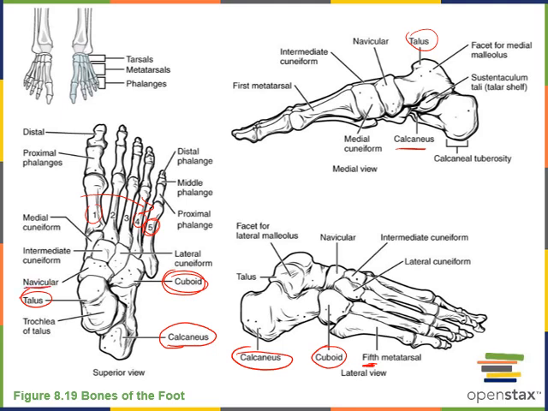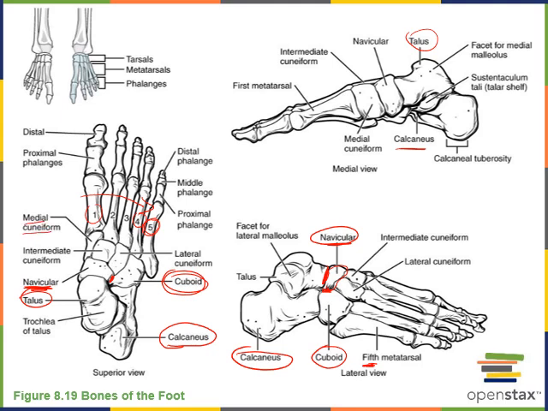Then there's a navicular, which articulates with the cuboid, as well as the talus here. And the navicular then articulates with the cuneiform bones on the medial side. So the navicular is medial and the cuboid is lateral, and the cuboid articulates directly with the metatarsals, whereas the navicular articulates with the cuneiforms.